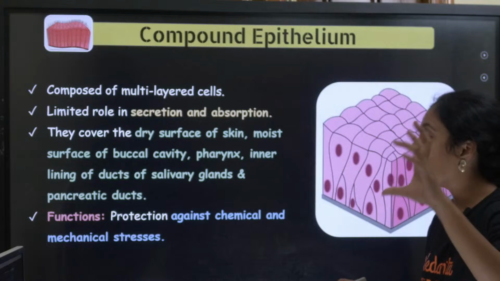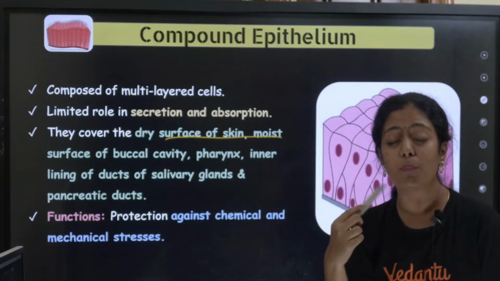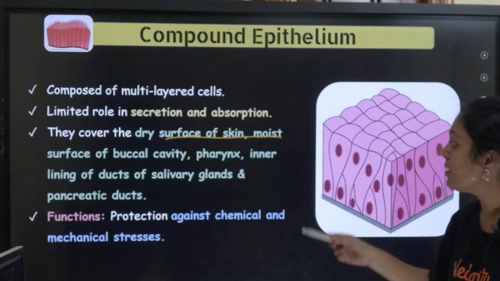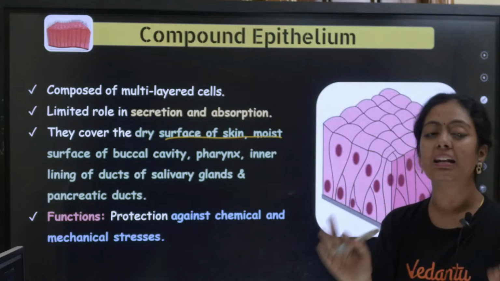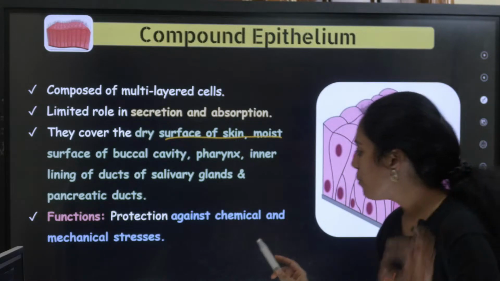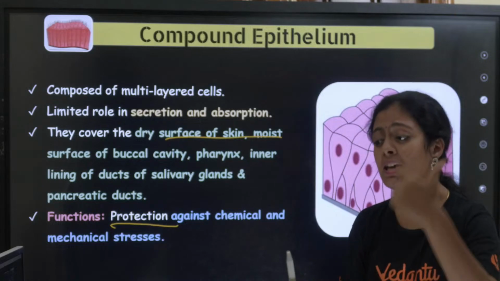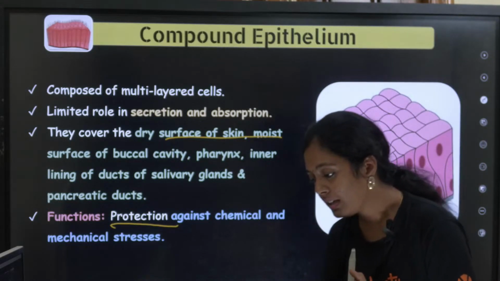Okay, so where are they present? Dry surface of skin, moist surface of your buccal cavity, your pharynx, the initial part of your digestive system, okay, inner linings of ducts of salivary gland and pancreatic duct. What is the function? Protection. I already said that. They protect against chemical and mechanical stress. Yes? Yes, I'm good.